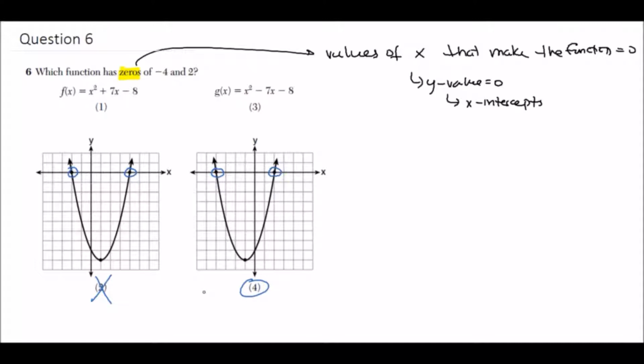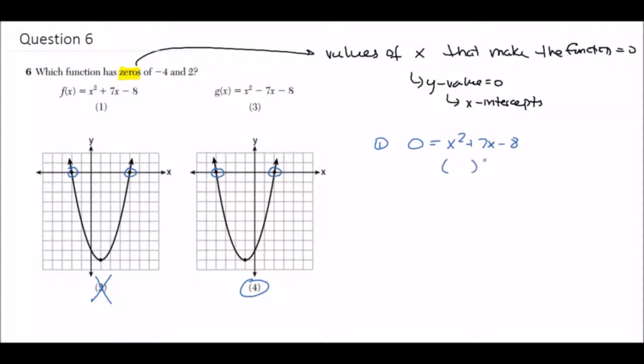Now, if we want to verify that we have not made a mistake, we can actually factor and solve answer choices 1 and 3. So we can take a look at answer choice 1 and say, okay, if the y value, that is the function, is 0, that means we're going to set our function equal to 0 and solve for x and see if we get -4 and 2.